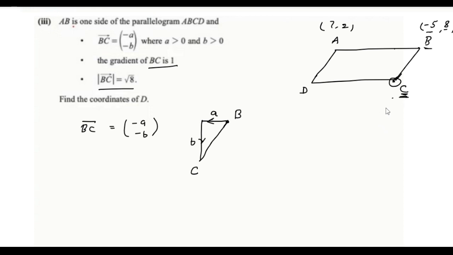Now tell me, if I know the x coordinate of B as minus 5, can you tell me what is the x coordinate of C? Isn't it minus 5 minus A?